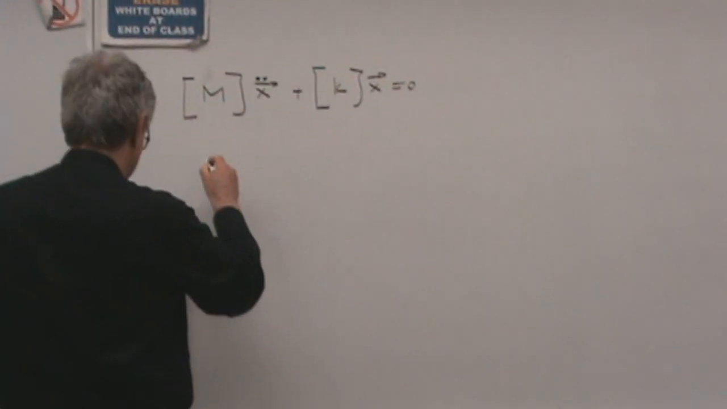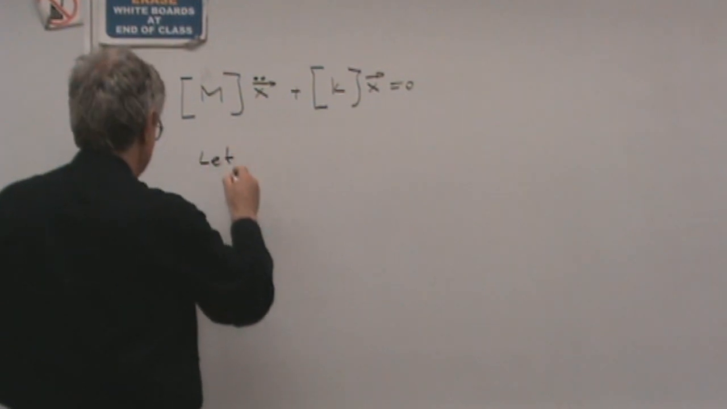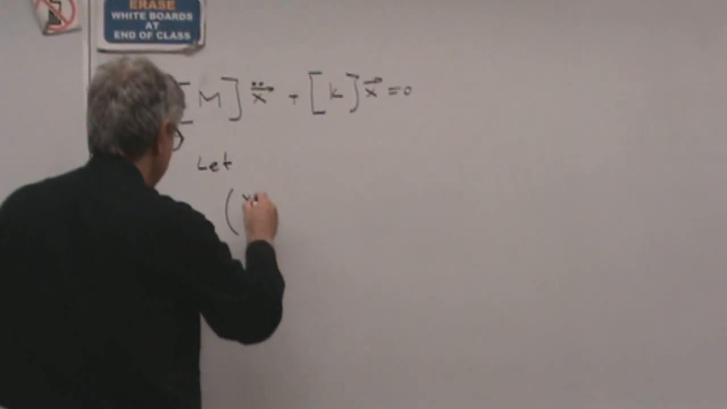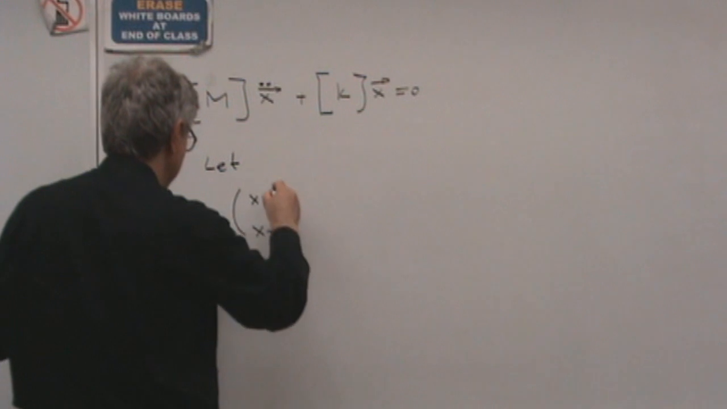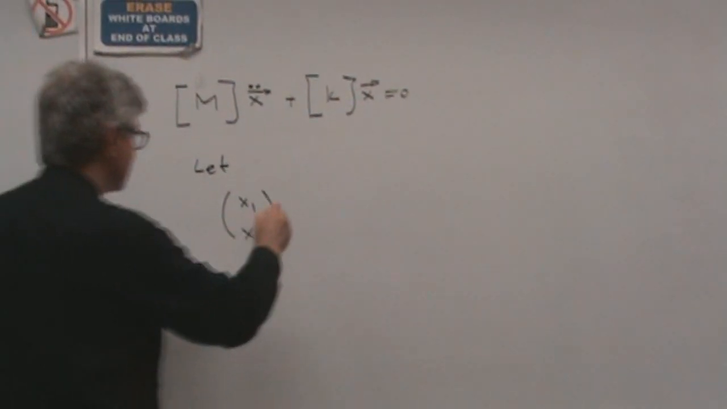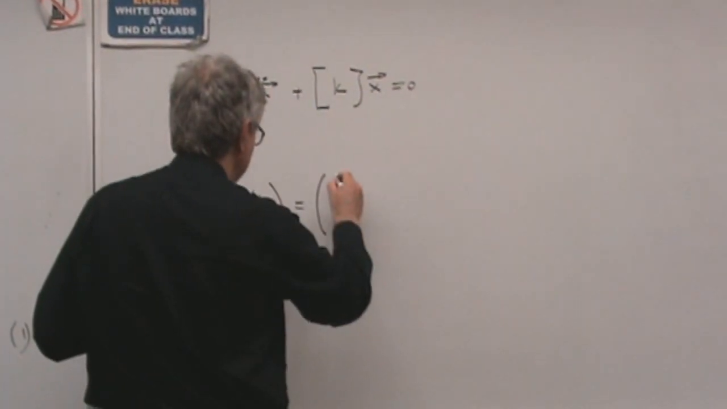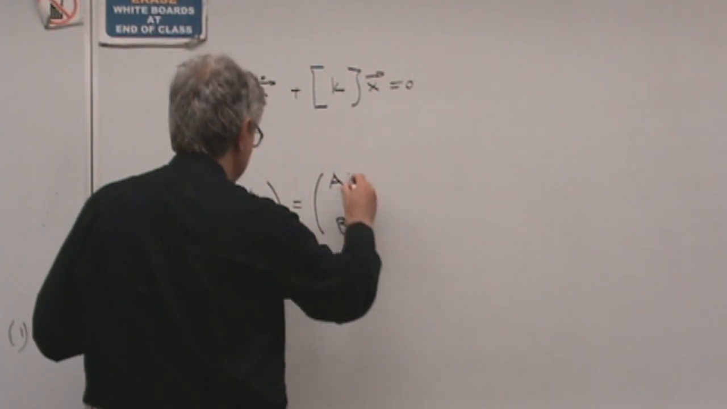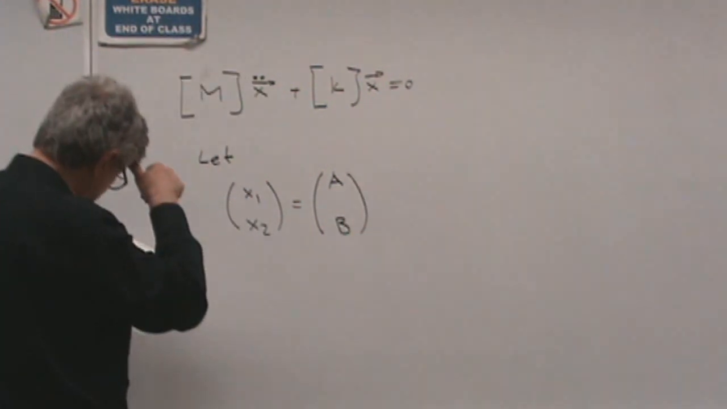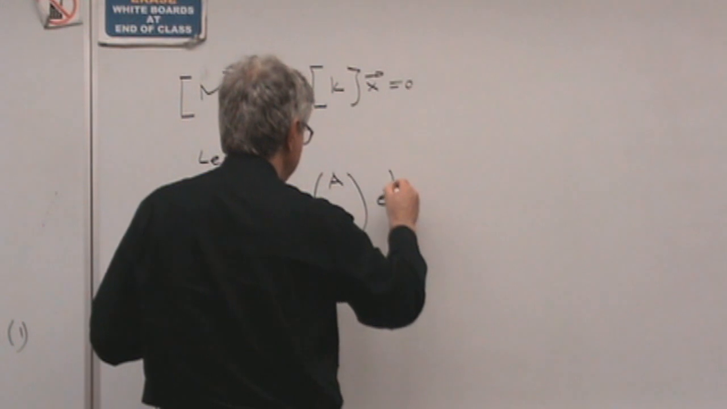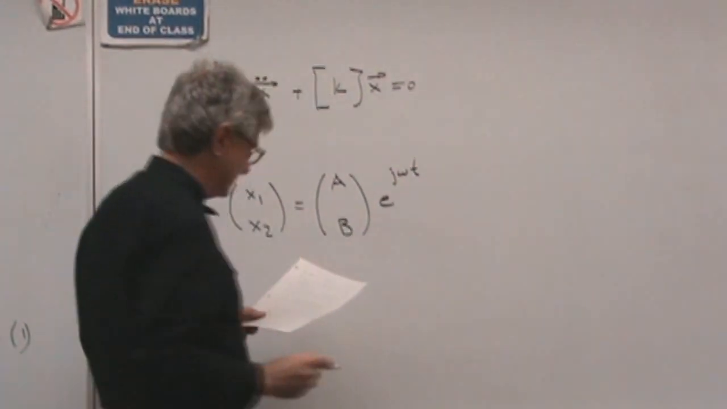So we consider that the displacement vector, which consists of the 2 displacements of the masses, is equal to a vector with 2 constants, 2 coefficients, times e^(jωt). Okay?